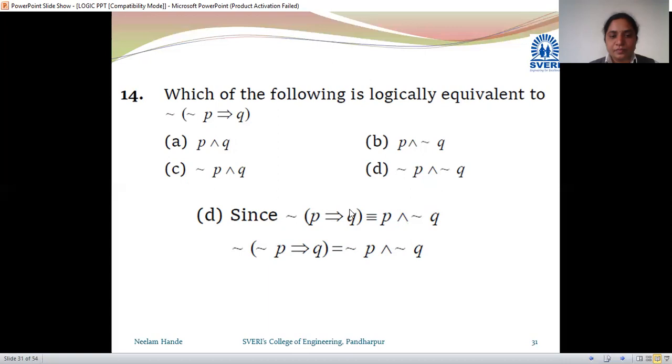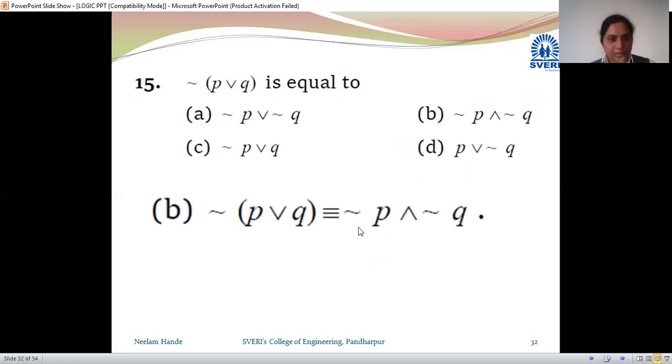How can we write negation of P implies Q? It is P and negation Q. So now the role of P is played by negation P, Q is as it is. All other things are as it is. So it becomes negation P and negation Q. So the correct answer is option D.